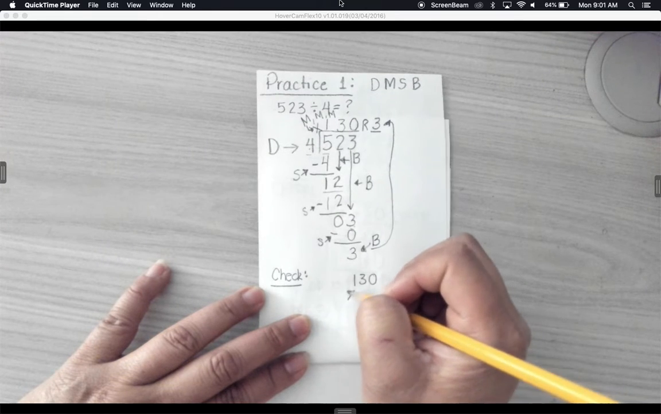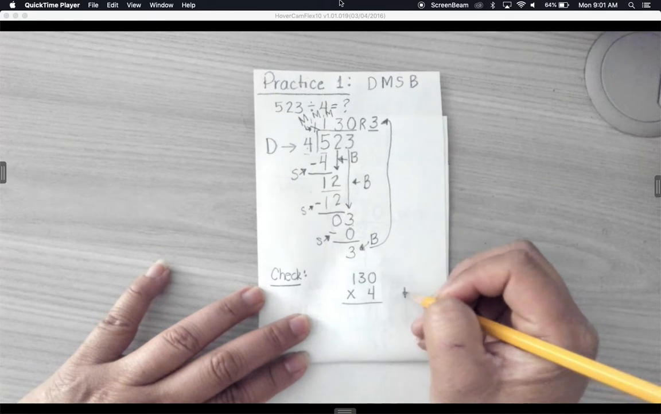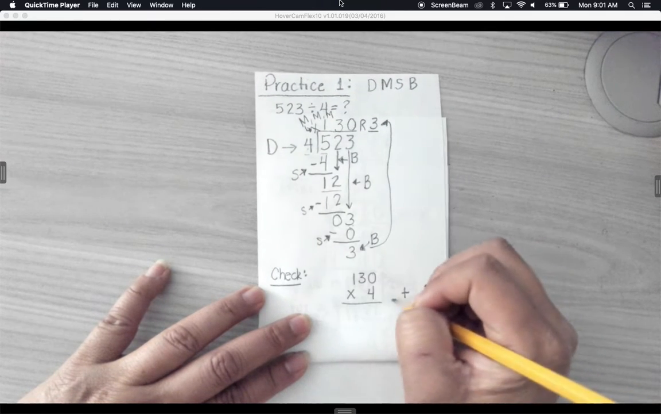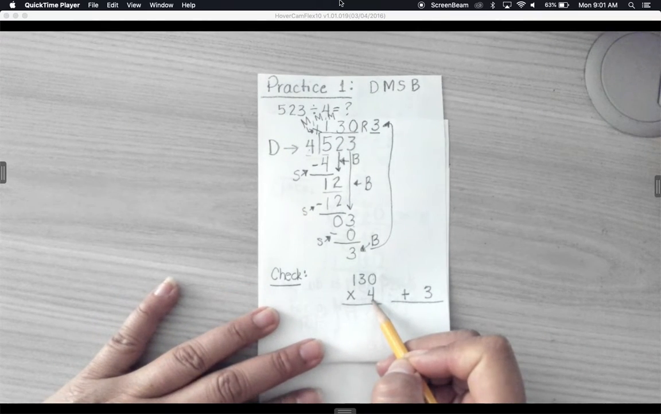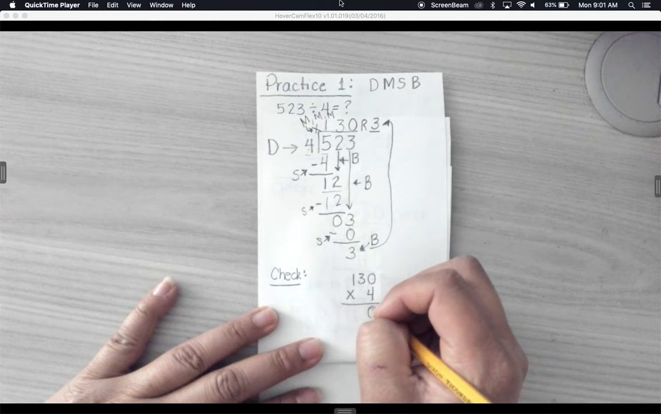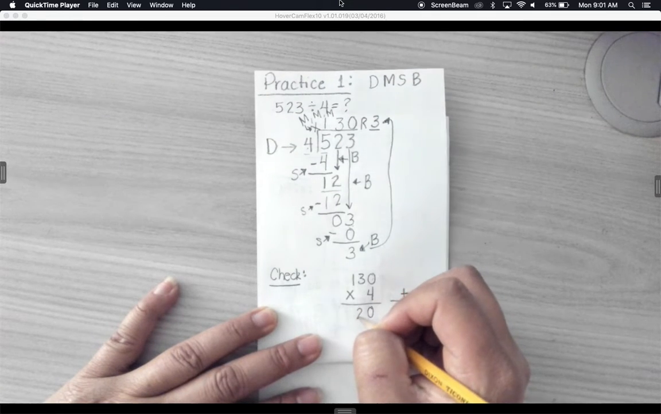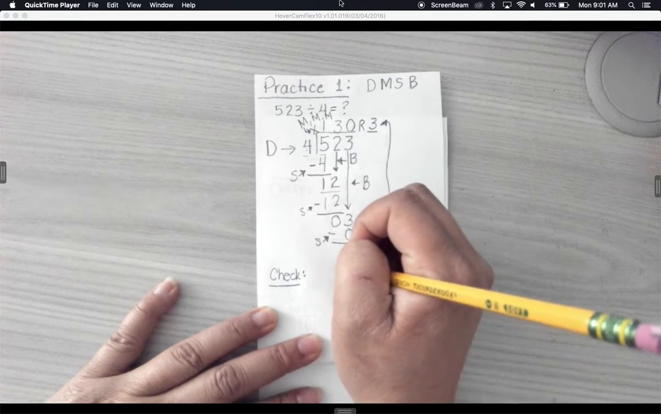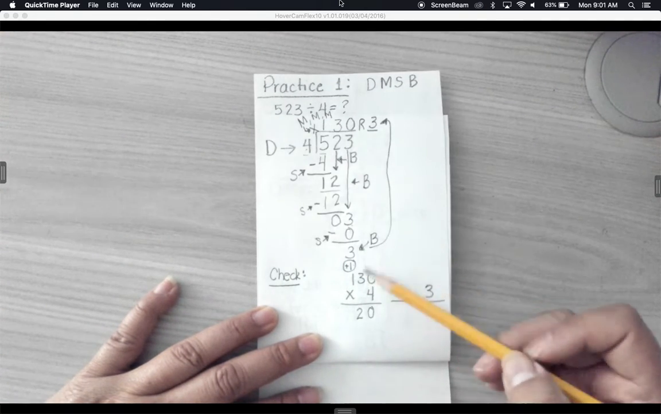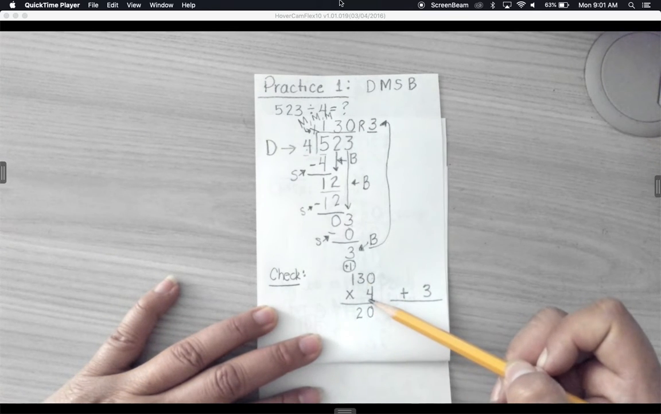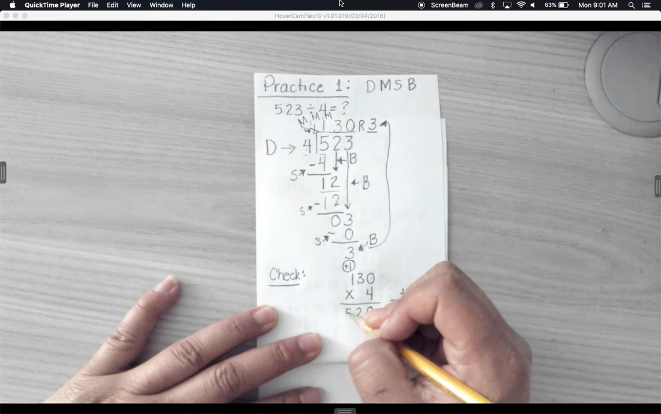130 times 4, and then whatever we get here, what do we have to do? Add 3, right? To whatever number you have there. 0 times 4. 0. Write the number down. 3 times 4. Write the number 2. Carry the plus 1. This is why I tell you to write it down like this so that you don't get confused. Because it's now 1 times 4. What is that? 4. Plus 1. So my answer is 520.